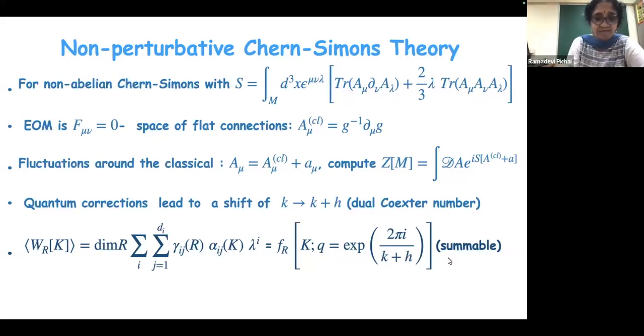The only way I or anyone can verify this is for some simple examples, the q variable, which involves exponential of 2 pi i by k plus h, or if you take SU(2), k plus 2. You can keep terms up to 1 over k, 1 over k squared and 1 over k cubed. And on this side, you can do loop calculations up to order 1, order 2, and order 3. And you can compare both sides and check that the results are matching. So that's the only way in which I could convince you that these two are possible. But in general, doing all loop calculations, summing it up and showing this is not possible.